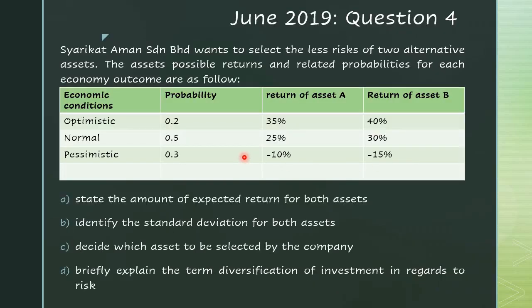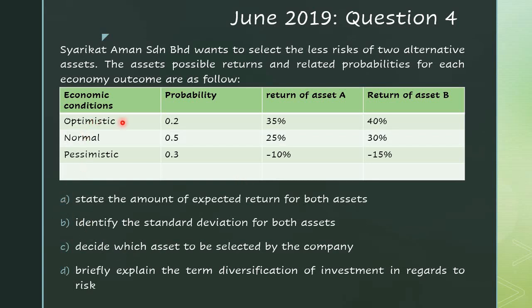Okay, so we're going to use a past year question as a guide for us to do a tutorial in chapter 7, risk and return. I take the example from June 2019, question number 4. Syarikat Aman Sdn Bhd wants to select the less risky of two alternative assets. The asset's possible returns and related probability for each economic outcome are as follows.